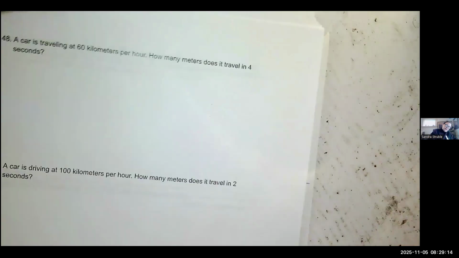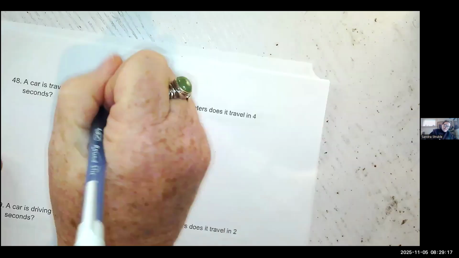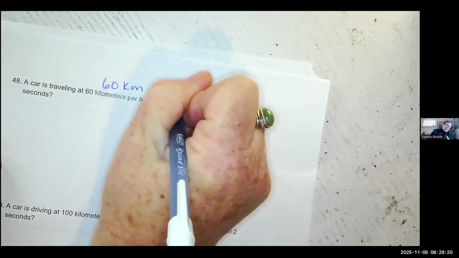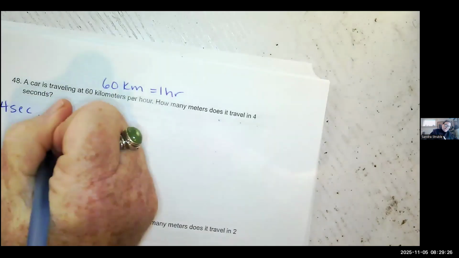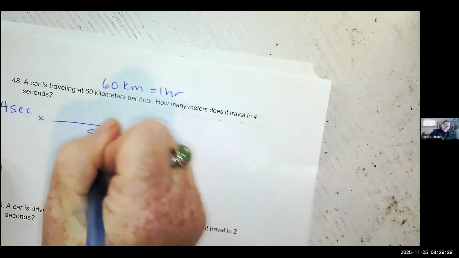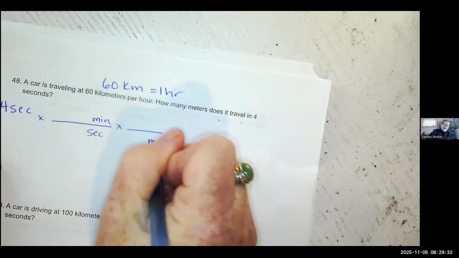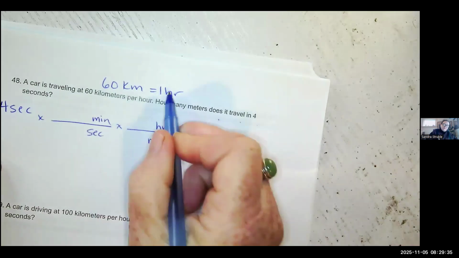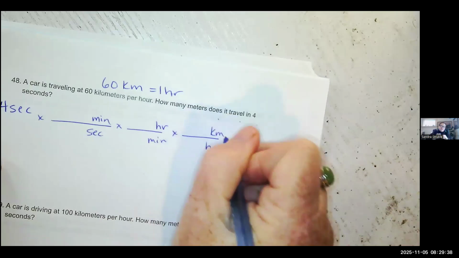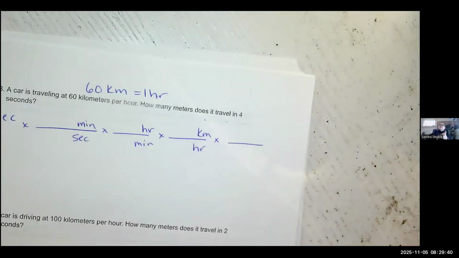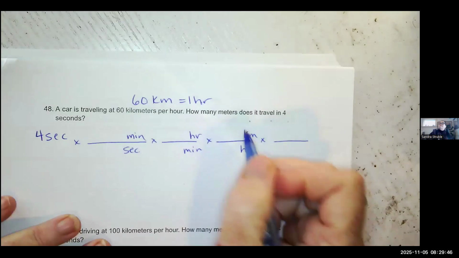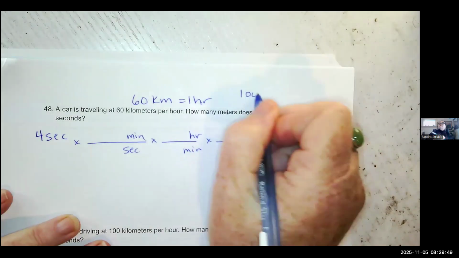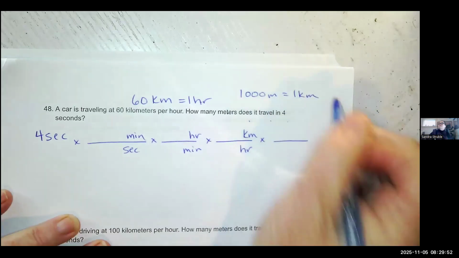All right, the car traveling 60 kilometers per hour. Another conversion. How many meters does it travel in 4 seconds? Starting with what you have, 4 seconds. We want to get from seconds to hours, seconds to minutes, minutes to hours. And then we can go from hours to kilometers. Okay, we don't want kilometers. We want meters. So you'd have to relay back to your metric system to where you can find out that there are 1,000 meters in a kilometer. Okay, so we can go from kilometers to meters.